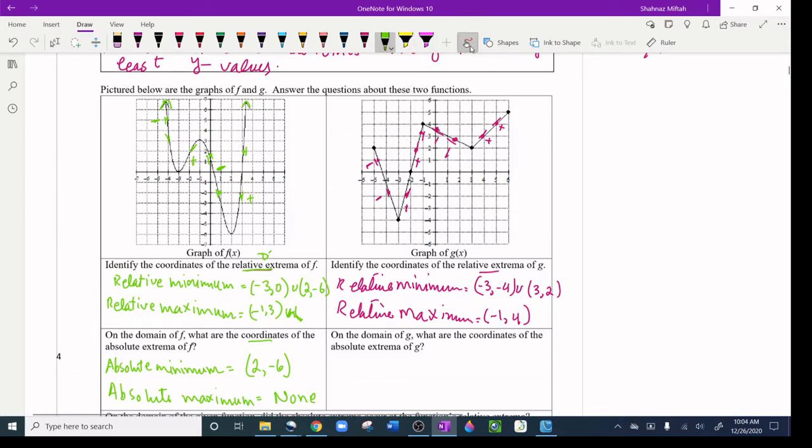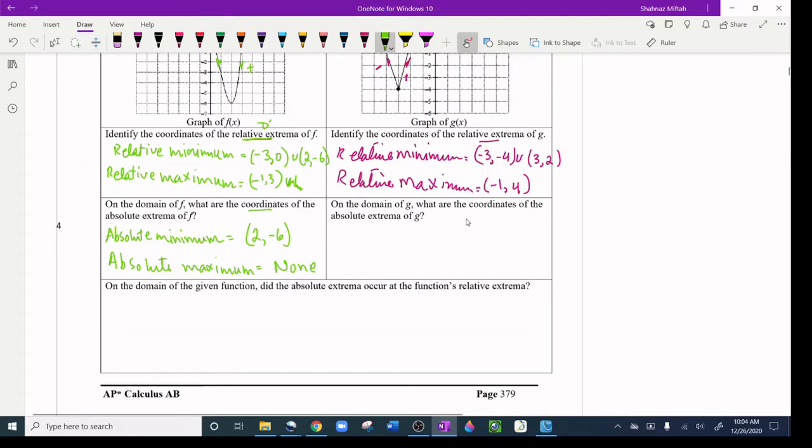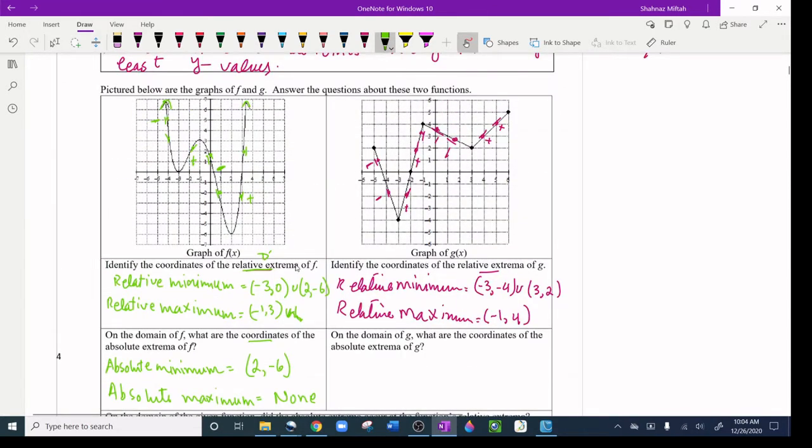Now, this question on the domain of G, what are the coordinates of the absolute extrema? Since absolute extrema means the y values, in this whole graph, since this is a closed interval right here and right here, we're going to count all of those. Since this one has arrows, which means it's going towards infinity, we don't say anything about it.